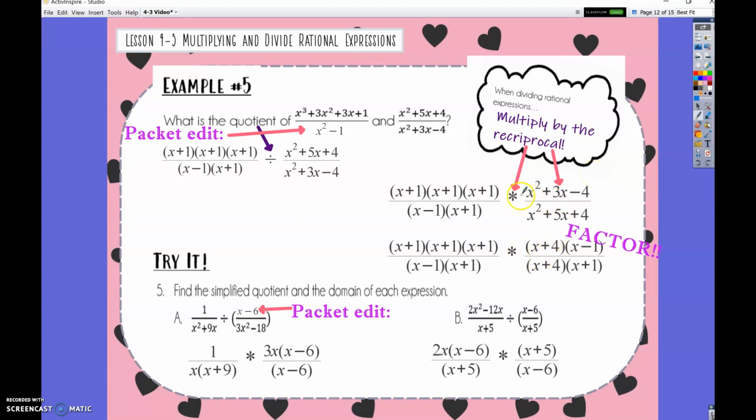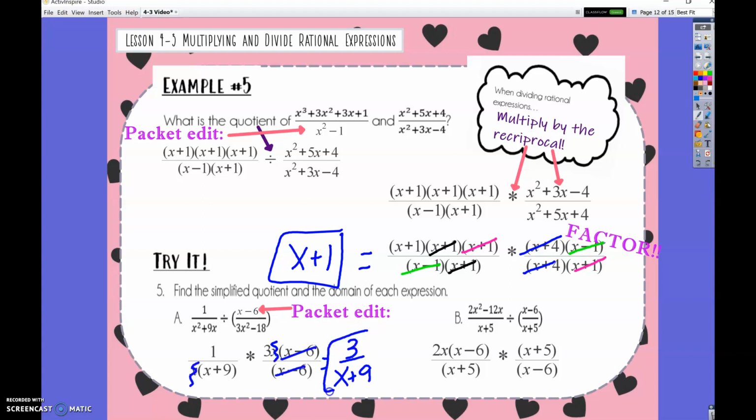Everything's been factored, we flip the second fraction, and we now can cross out like terms. And remember, that includes things that are in opposite fractions. Here is our final answer. Note this packet edit. Again, instead of dividing, I've changed it to multiplying and flip them, and you can reduce. Here would be our final answer. Check your packet for the answer to B.